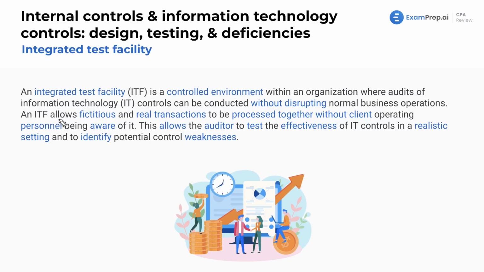An integrated test facility allows fictitious and real transactions to be processed together without the client operating personnel being aware of it. So this is really the client. If any of those personnel are trying to commit fraud, well, they're not aware of this, so they can't commit fraud on those specific transactions. And you're operating this system as it should be. And if you see any issues with it, then you know there could be some fraud or error. This allows the auditor to test the effectiveness of IT controls in a realistic setting and to identify potential control weaknesses.